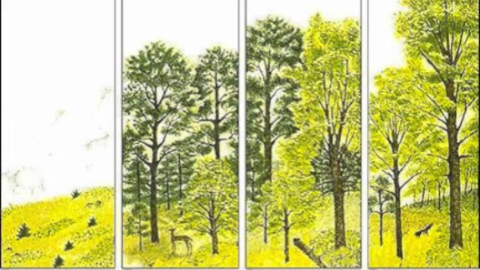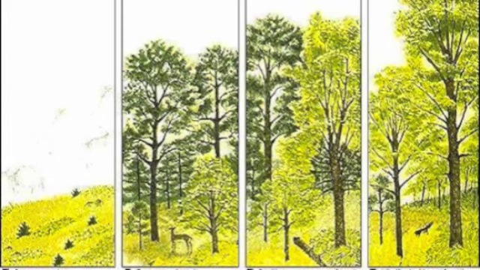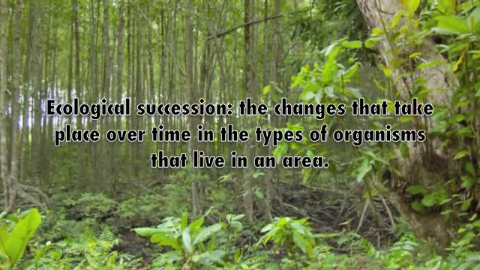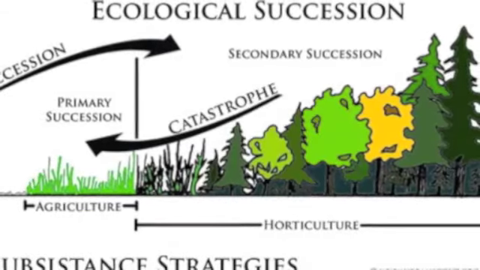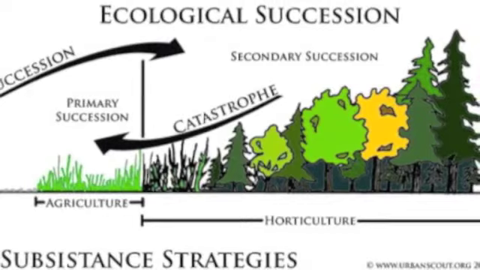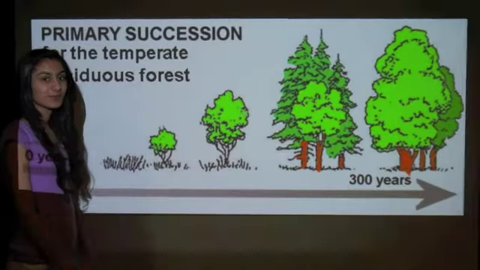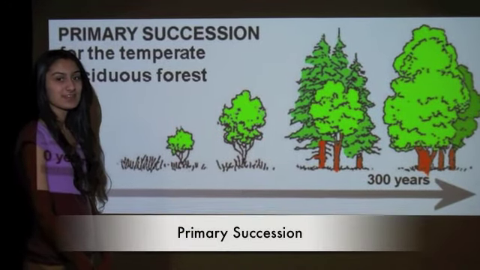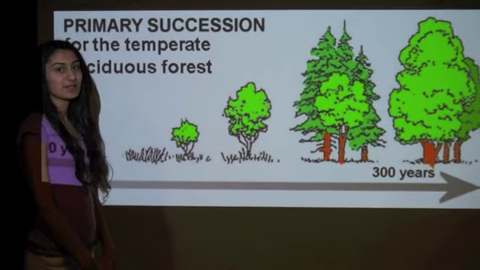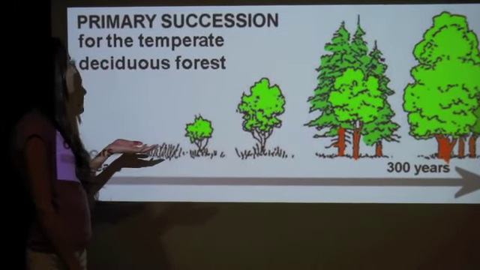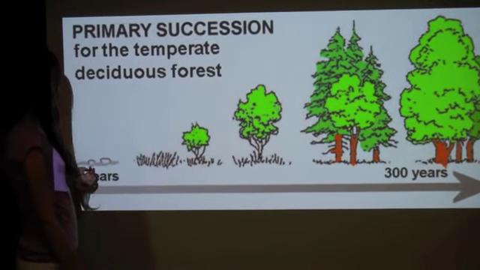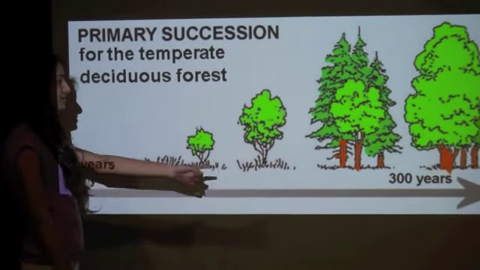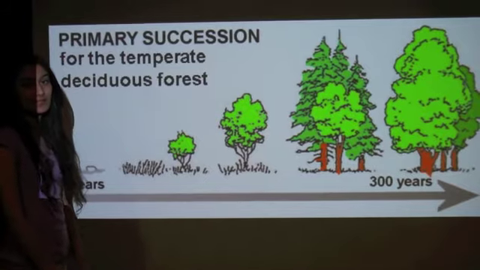Ecosystems are continually changing. Ecological succession refers to changes that take place over time in the types of organisms that live in an area. The two types are primary succession and secondary succession. Primary succession occurs in an area where no soil exists. Here is an example of primary succession for the temperate deciduous forest. It starts off as lichens, and then over a duration of 300 years, it becomes a mature community.